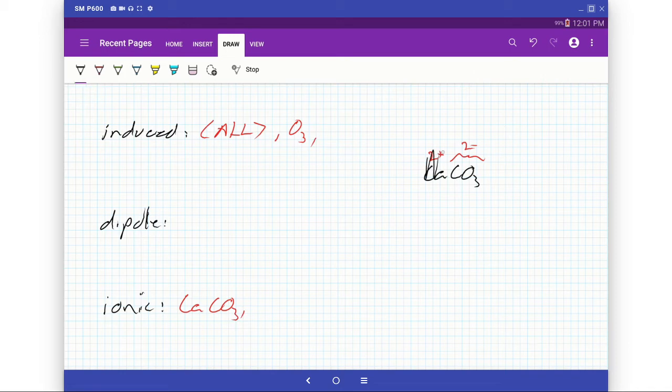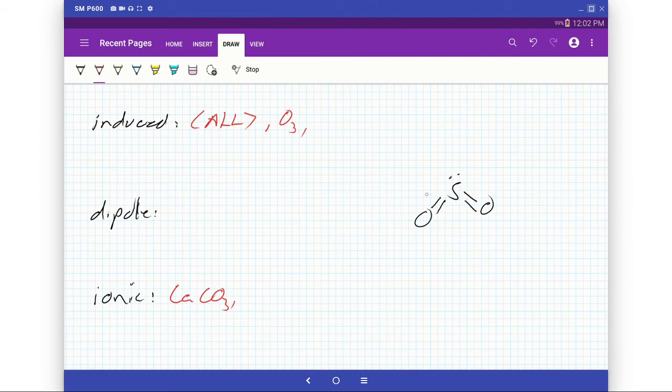Next one is SO2. Sulfur dioxide is a trigonal planar parent geometry, but one of them is a lone pair, and since oxygen is more electronegative, it is permanently bent, and so there is a net dipole moment that goes down through there. So SO2 has a dipole moment.